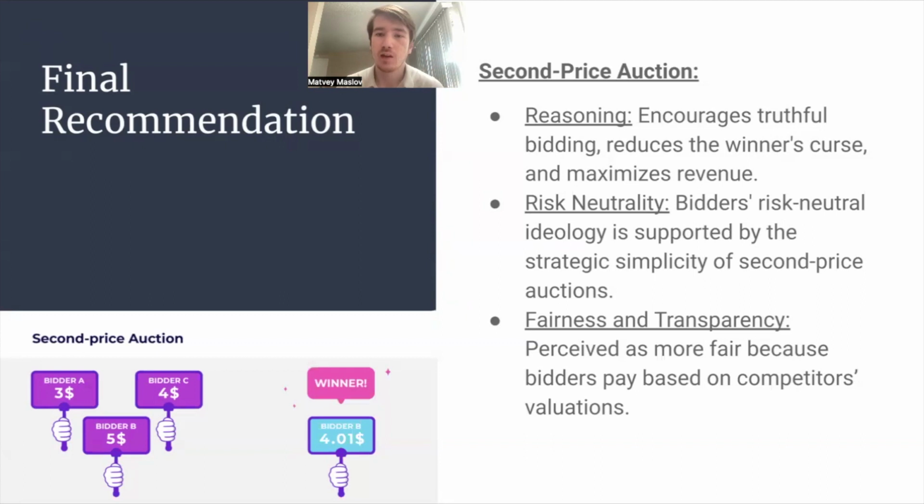It also applies to risk neutrality, where a bidder's risk neutral ideology is supported by the strategic simplicity of second price auctions. It's also fair and transparent, perceived as more fair because bidders pay based on competitors' valuations, as I mentioned before, rather than on what the other actions are during English or Dutch auctions. Therefore, this would be the most optimal auction type for wireless spectrum rights, and this is what I would recommend.